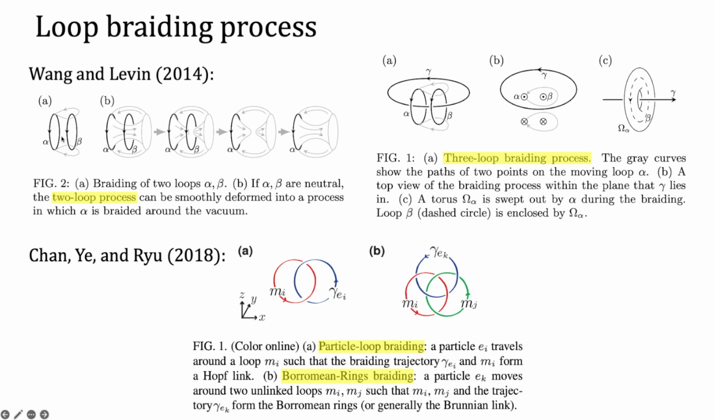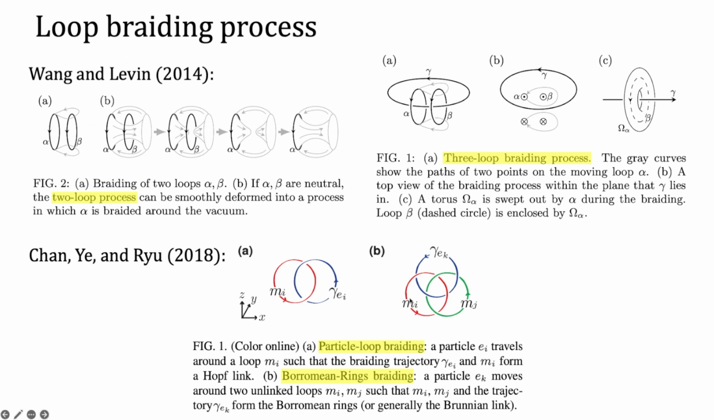So in this paper, they point out we need to consider the three-loop braiding like this, which means I have the two loops alpha and beta linking with a third loop gamma. And because of the presence of this gamma, the loop alpha cannot shrink to vacuum, which means this can give us a non-trivial process.